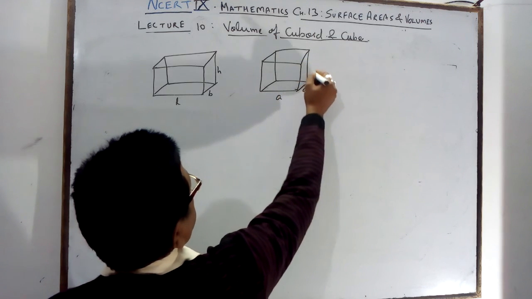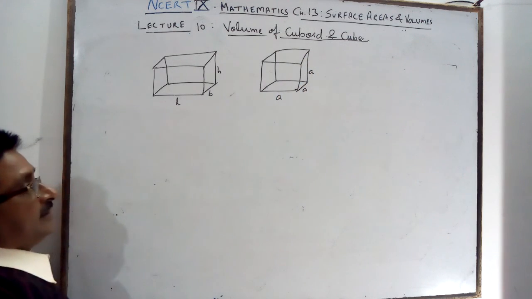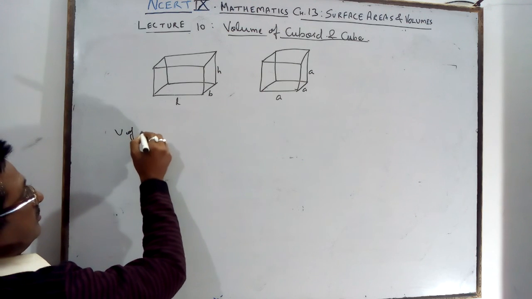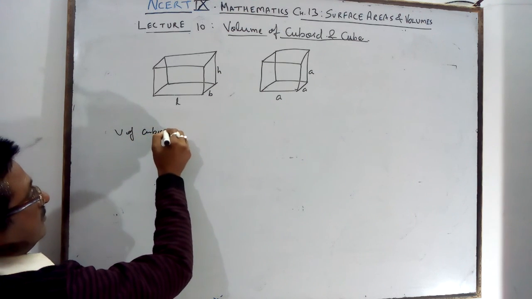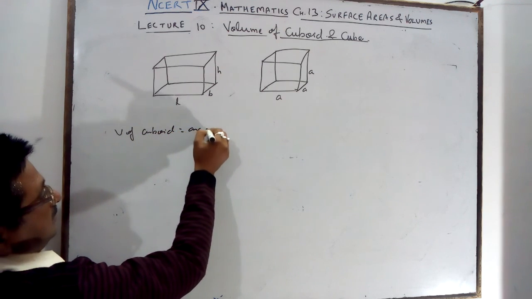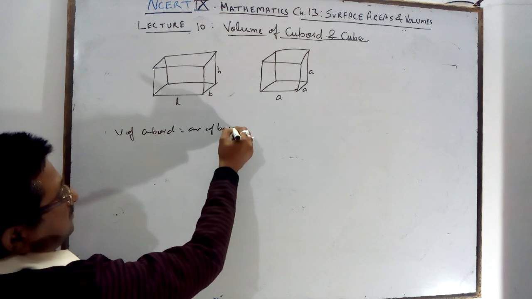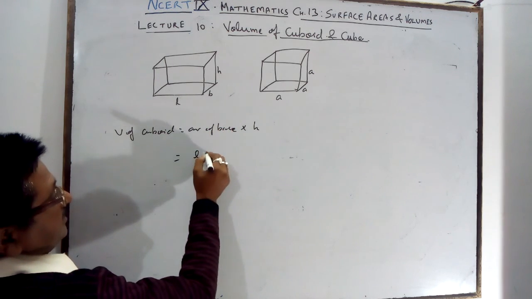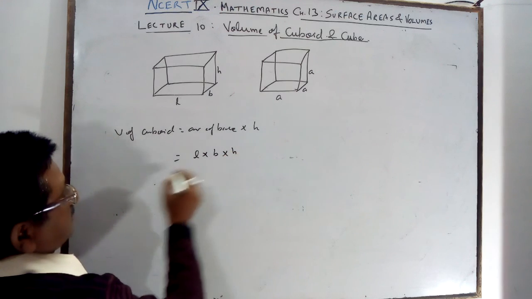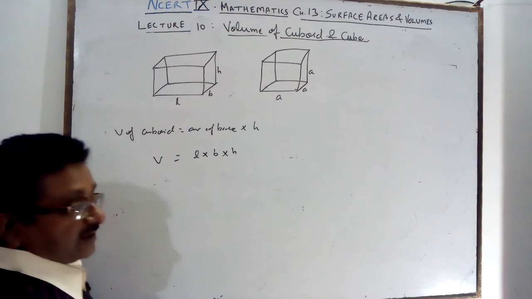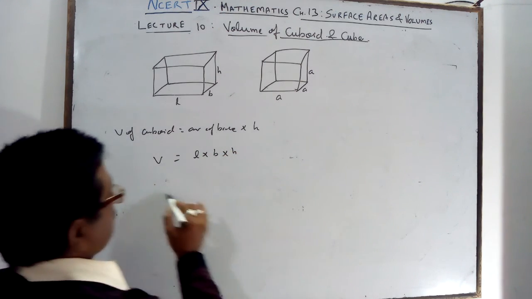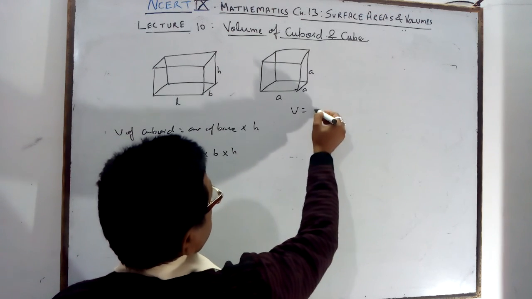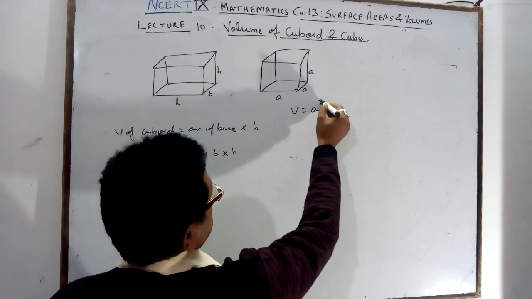This is given. So the volume of cuboid is equal to the area of base multiplied by height. What is the area of base? L into B into H. So that is the volume of cuboid. Same thing for the volume of cube. Volume of cube will be side cube, A into A into A, A power 3.